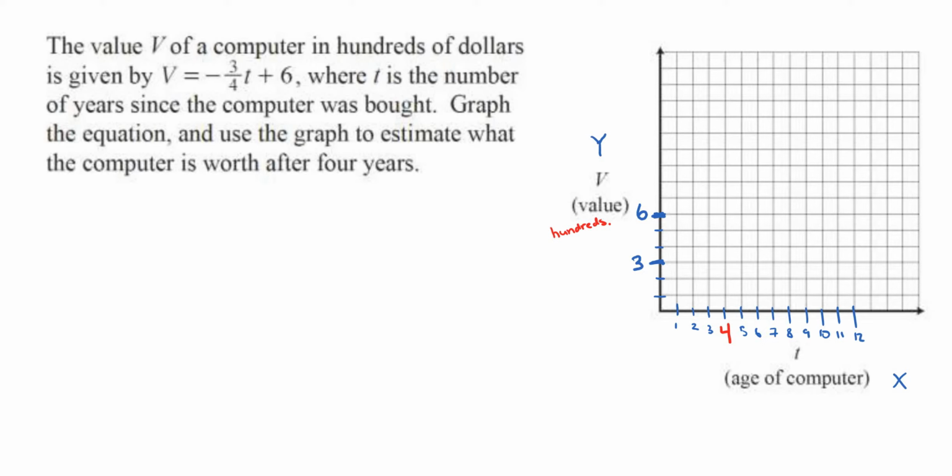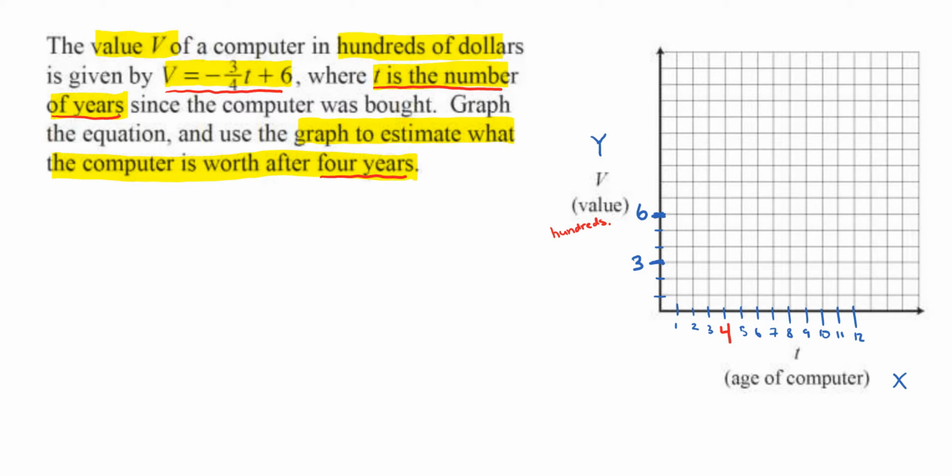This is part 2 of the homework video guide for section 3.3, and let's take a look at question number 5 here. The value of a computer in hundreds of dollars is given by this equation, where t is the number of years since the computer was bought. I need to graph this equation, and I need to use the graph to estimate what the computer is worth after 4 years. Okay, so we want to find out how much the computer is worth after 4 years, and we're given this equation. And we know that t is the number of years since the computer was bought.